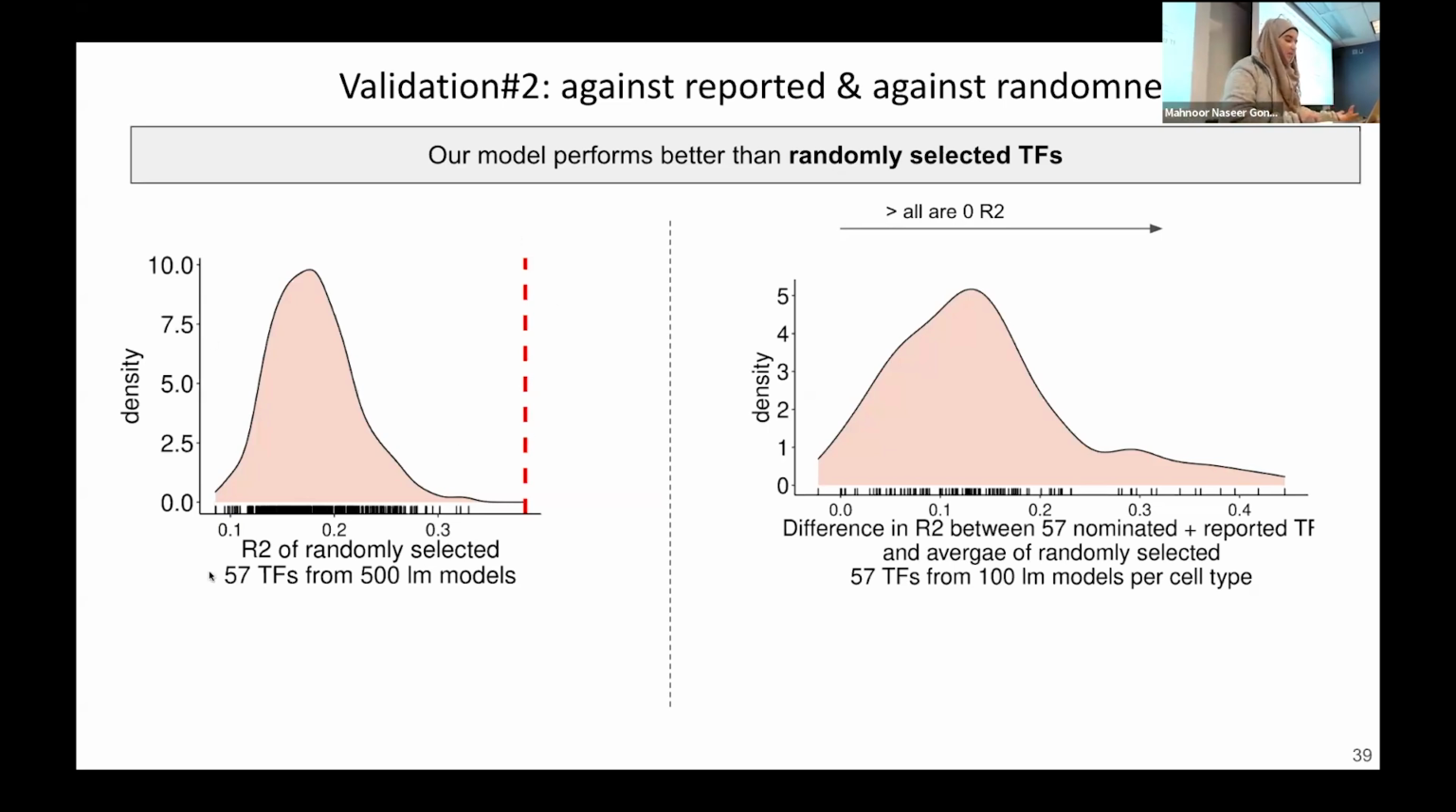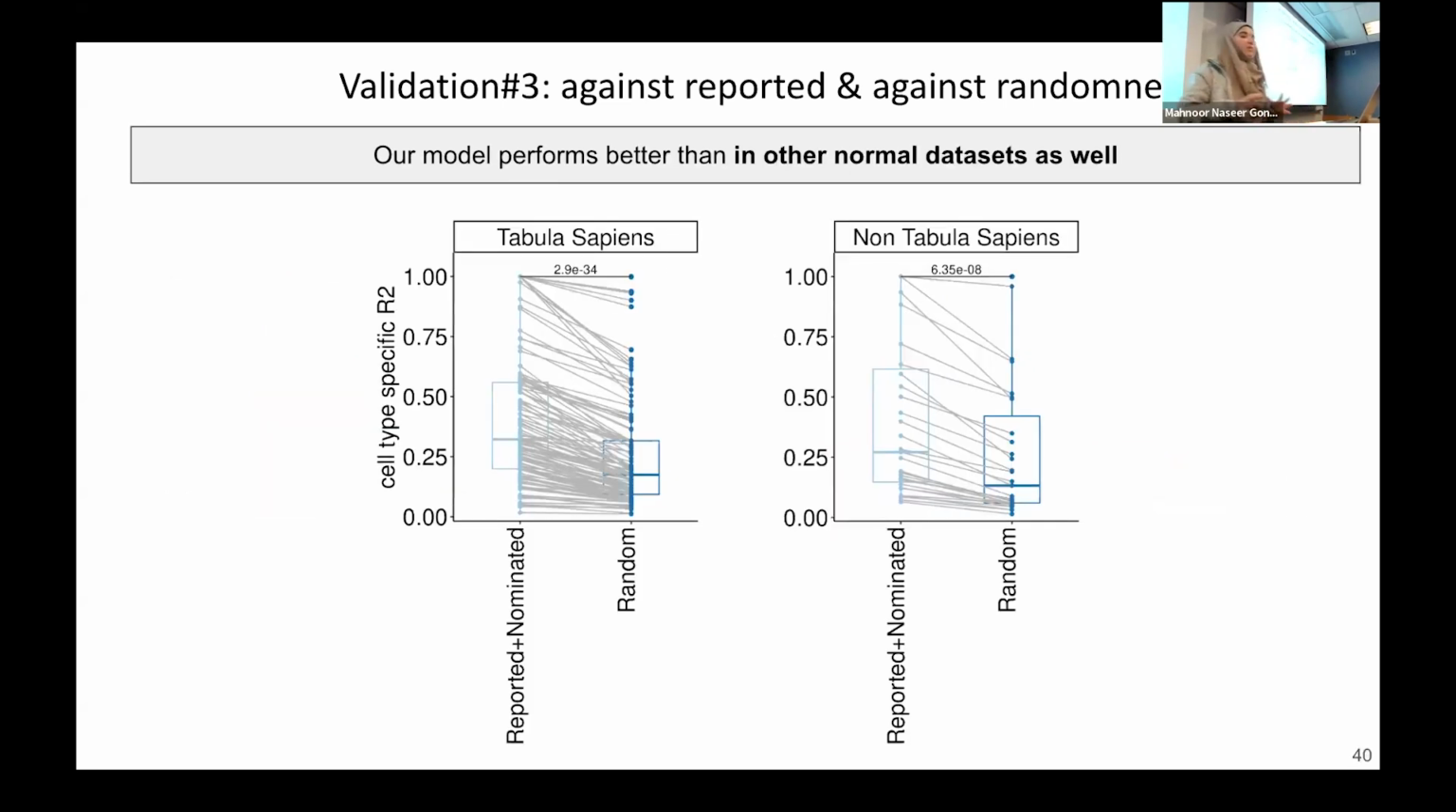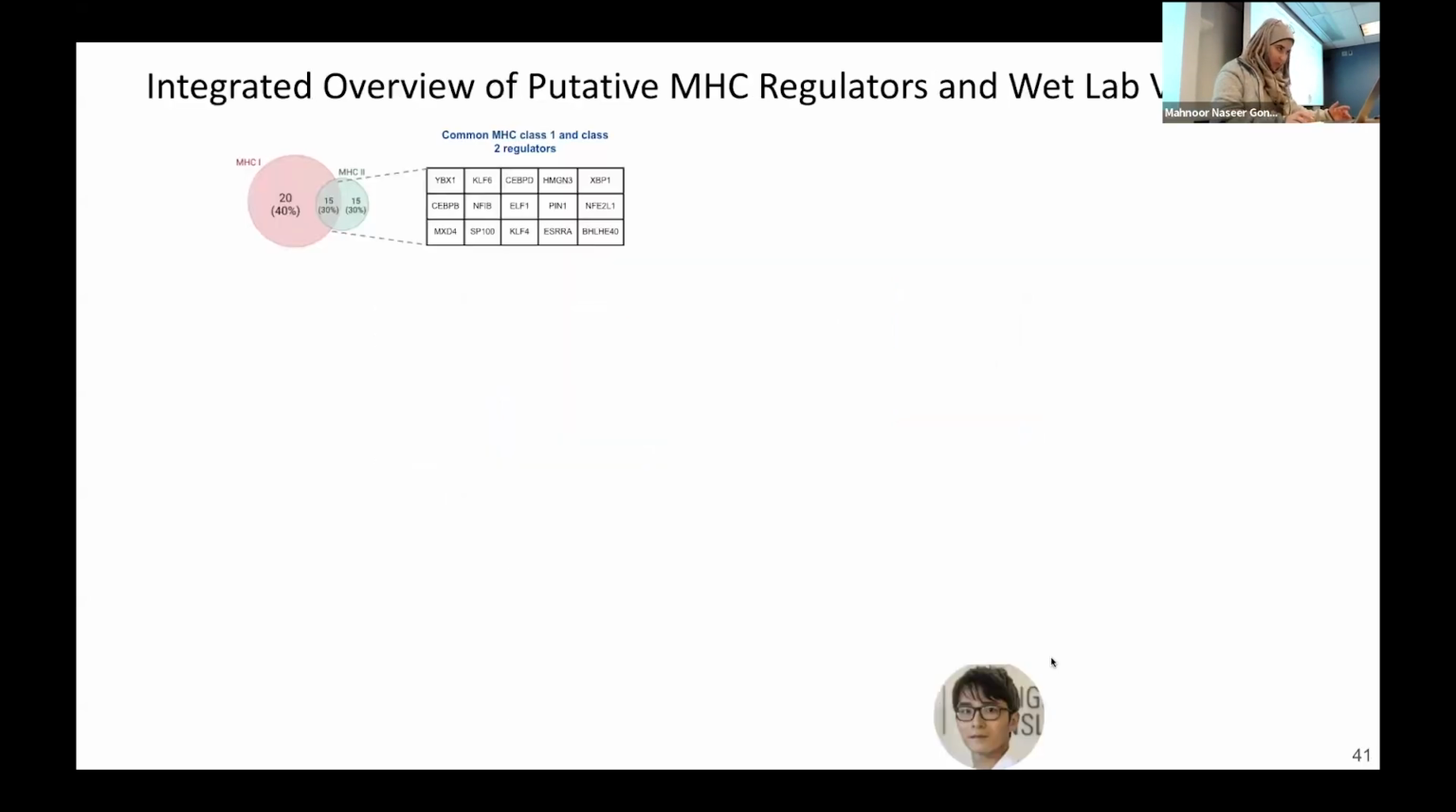And both of these graphs show the same thing, that our model was predicting a better R square as compared to those which are randomly selected transcription factors. So just to make sure that the number of transcription factors are not affecting the model itself. And lastly, we also validated this in a non-Tabula Sapiens data set. So our reported plus nominated list has a much higher R square compared to randomly selected transcription factors.